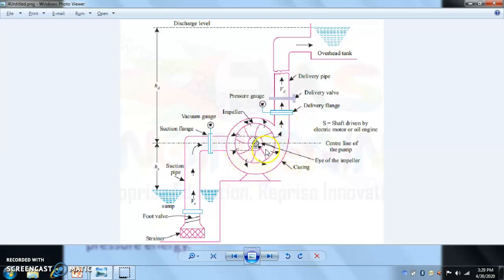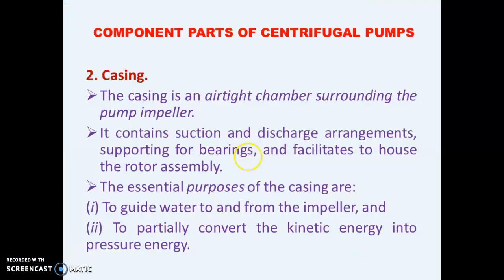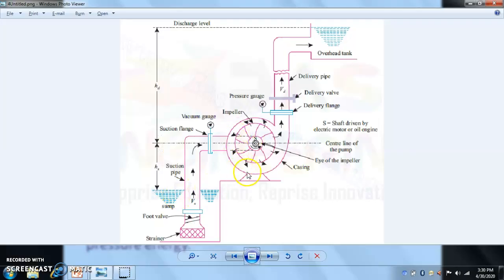Now this casing outside the impeller, this is the circular impeller. Outside the casing which has the increasing area, this casing is known as the volute casing. It has many purposes. First purpose is to protect the impeller which is inside the casing. Next purpose is to guide water to and fro from the impeller, and third purpose is to convert the kinetic energy into pressure energy.